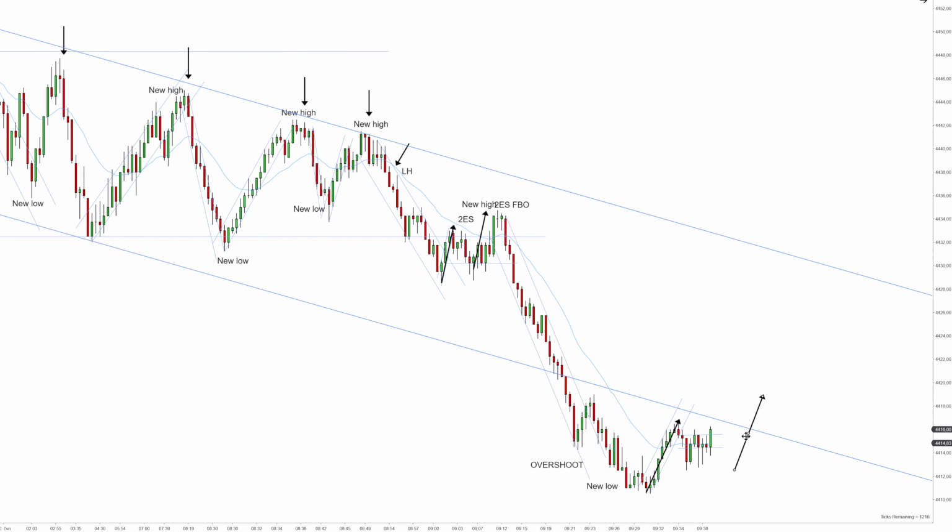And notice what we have. You actually have kind of a micro first entry short, second entry short failure. So you have a failed second entry short.